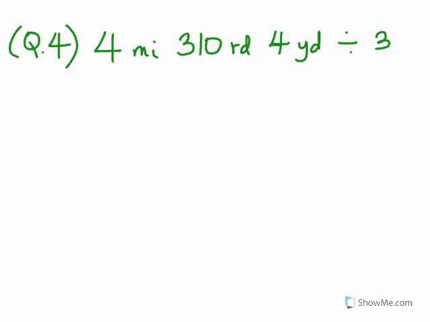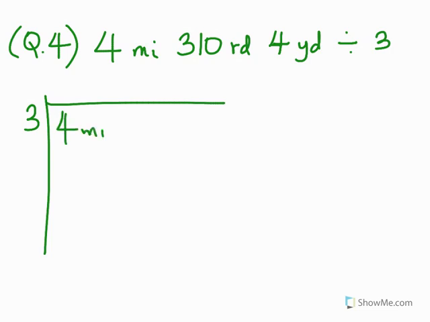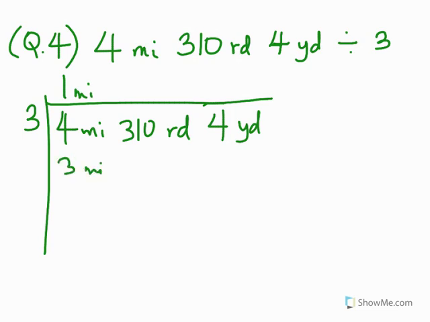Question 4. 4 miles, 310 rods, 4 yards, divided by 3. We set up our division process. 4 miles, 310 rods, 4 yards. Okay, 3 into 4 is what? 1. 1 mile. And this gives us 3 miles. Remaining what? 1 mile, 310 rods.